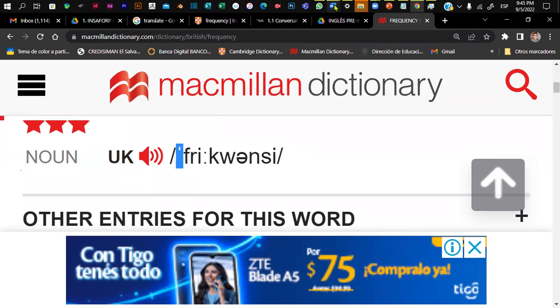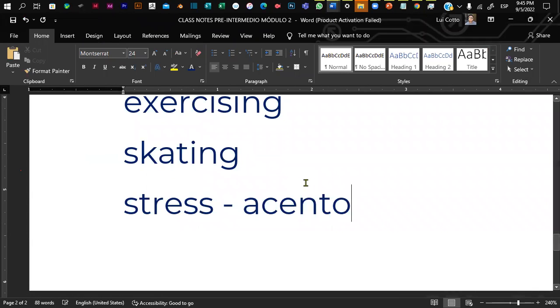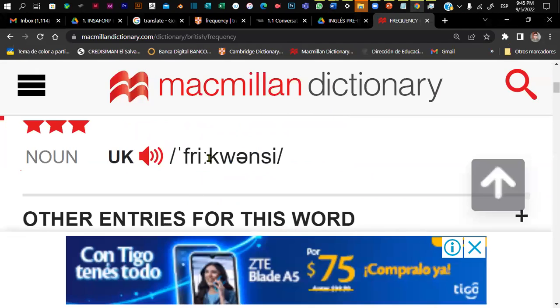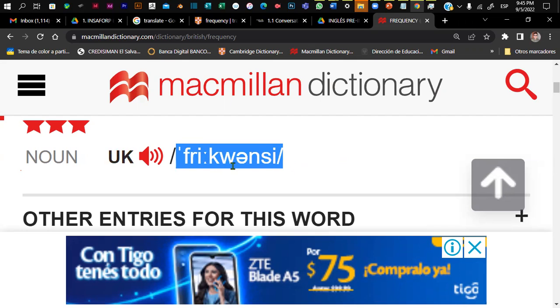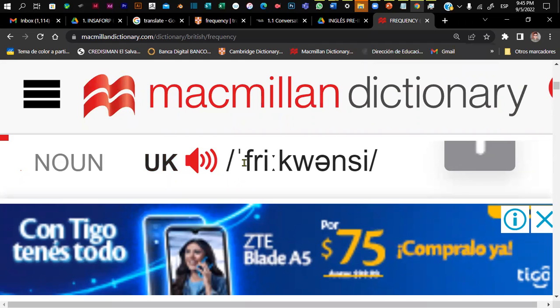The stress in English is acento, stress. No, the stress from the work. No estrés del trabajo, right? Stress in English, stress. Acento in Spanish, el acento. Where is stress in the word? First syllable or second? Frequency. On the first syllable, because the apostrophe is at the beginning, al inicio. Frequency. What about if you found it here, si lo encontrara acá, ¿cómo sería?